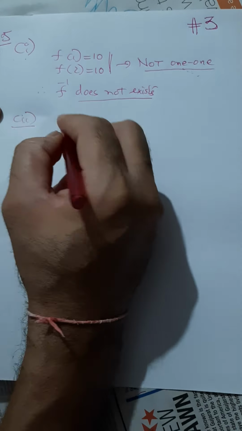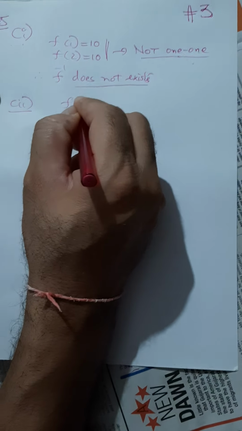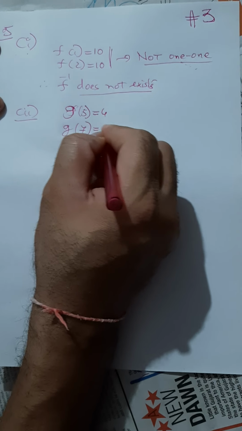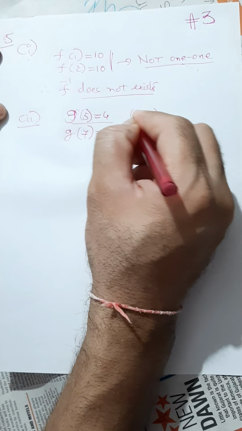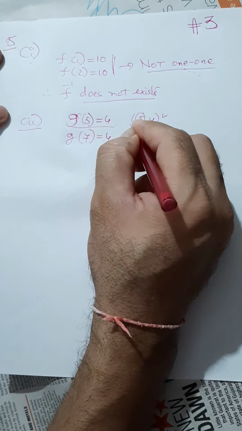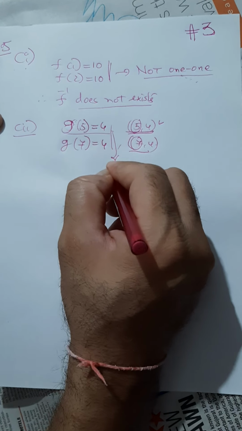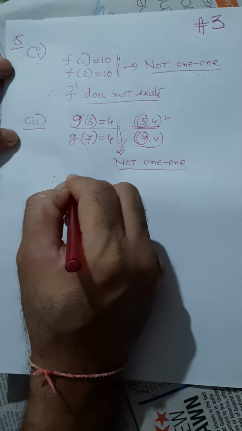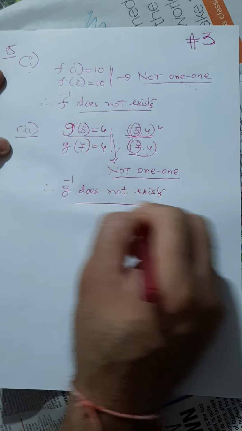Second question, if you look at it, the function g is given. g of 5 is 4, and g of 7 is also 4. Just have a look at the question. The meaning of this is, there is an ordered pair (5, 4), which means g of 5 is 4. There is an ordered pair (7, 4), which means g of 7 is 4. So from this again, not 1-1. I mean, a many-one function, not 1-1. So therefore, the inverse of g doesn't exist. Inverse doesn't exist here also.